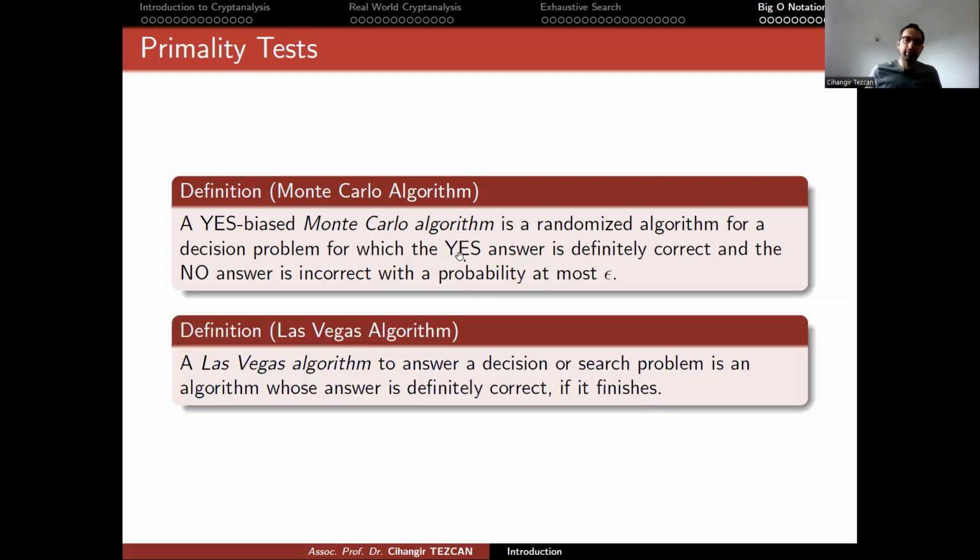There's also another type of algorithm called Las Vegas. A Las Vegas algorithm to answer a decision or search problem is an algorithm whose answer is definitely correct if it finishes, because sometimes it never finishes. But if it finishes, then the answer is correct. So in search algorithms, Las Vegas algorithms are sometimes helpful to find a solution which is harder to find with other methods.